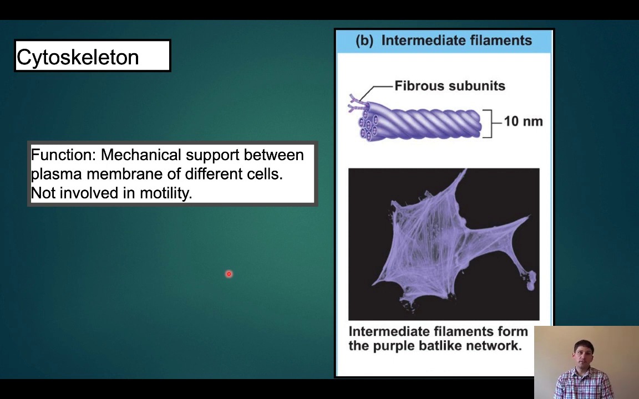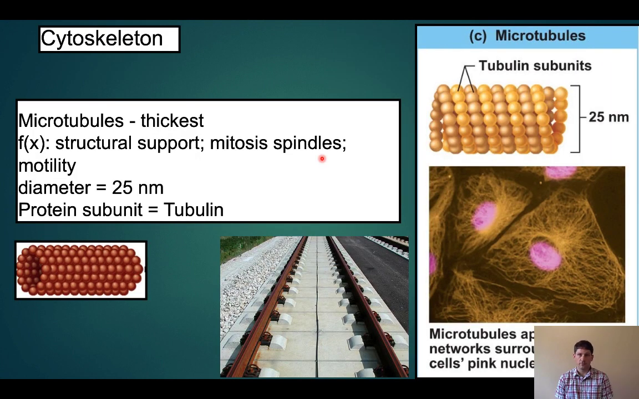With intermediate filaments, they have some mechanical support, but they're not involved in movement. They just provide more of that structural integrity of the cell. And then last is our microtubules, and these are the thickest. They offer a lot of support. You can see here they act as train tracks in helping guide structures around inside of our cells. They also help with motility. If you remember mitosis and the mitotic divisions, there are those spindles that are going to help pull apart those chromosomes. These are microtubules.